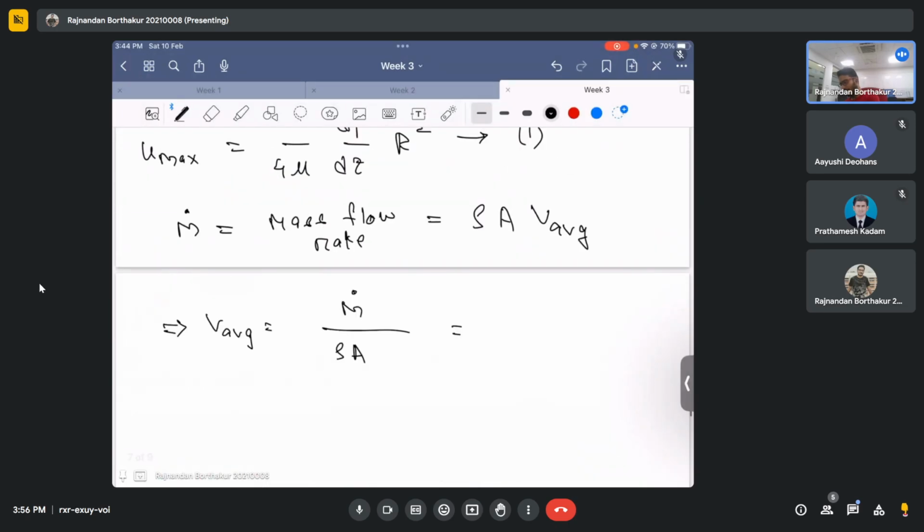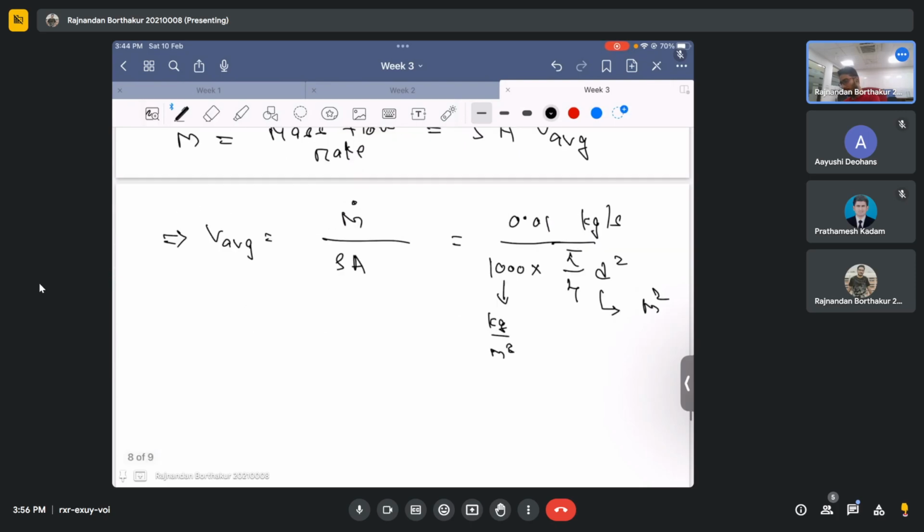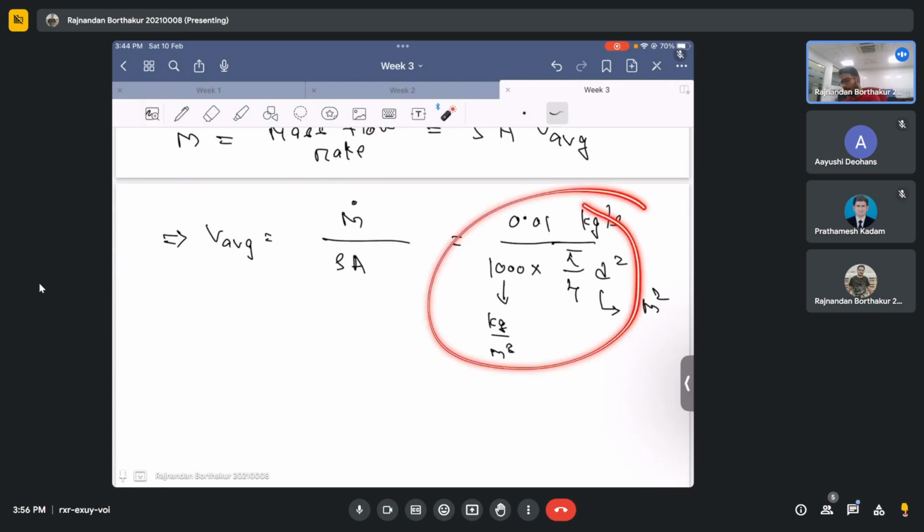So let's do the calculation. It's 0.01 kg per second. Density of water, you can assume to be 1000 kg per meter cubed. And the area is just the cross-sectional area of the pipe, which is pi by 4 times the diameter squared, in meter squared. Unit-wise it makes sense, because this will have a unit of meter per second, which is velocity.